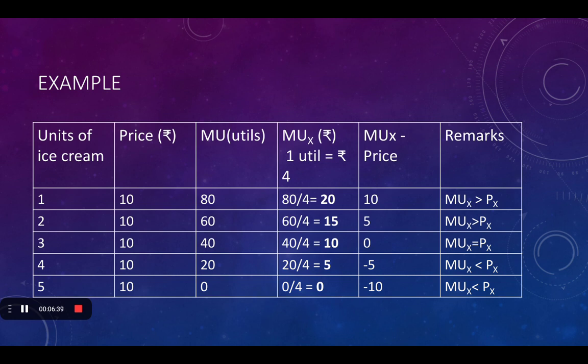Then in the third unit, his satisfaction is equivalent to price. So it is the consumer equilibrium point where MU in terms of money is equal to price of the commodity, that is ice cream here. And in the fourth and fifth unit of consumption of ice cream, the satisfaction is less than price of the ice cream.